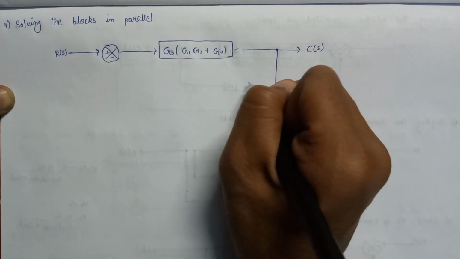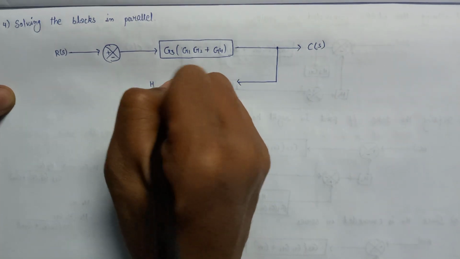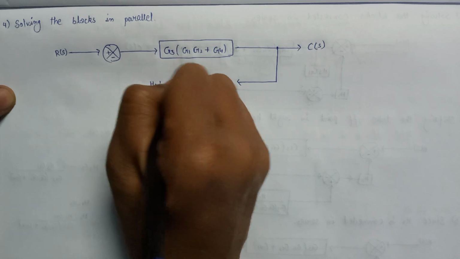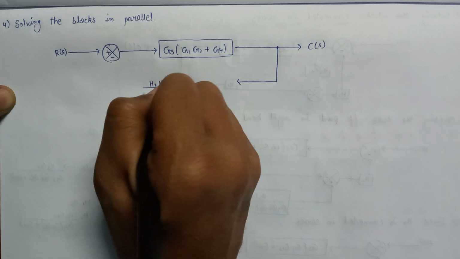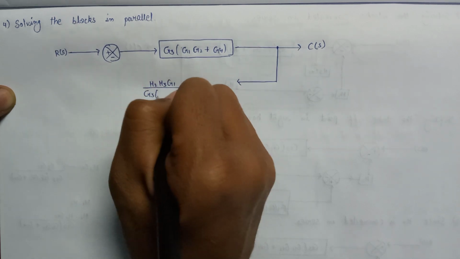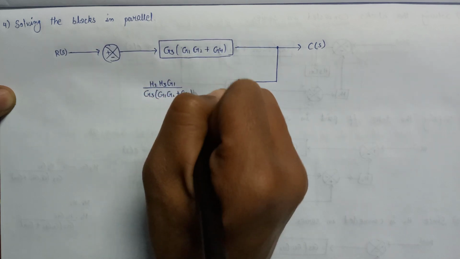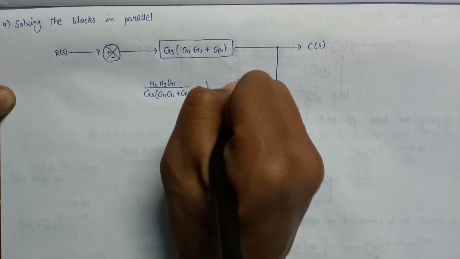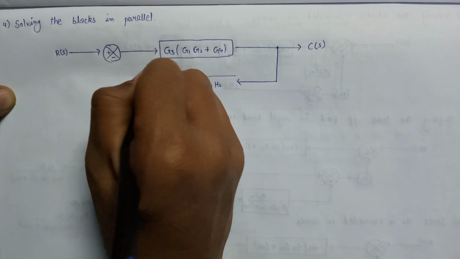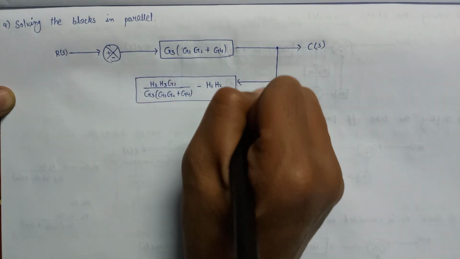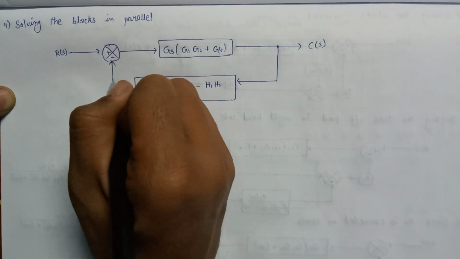Here is a takeoff point which is being connected to the new gain that we have calculated, that is nothing but H2 H3 G1 over G3 (G1 G2 plus G4) minus H1 H2. So this is the new block of gain in feedback, and it is now directly connected with this summer.